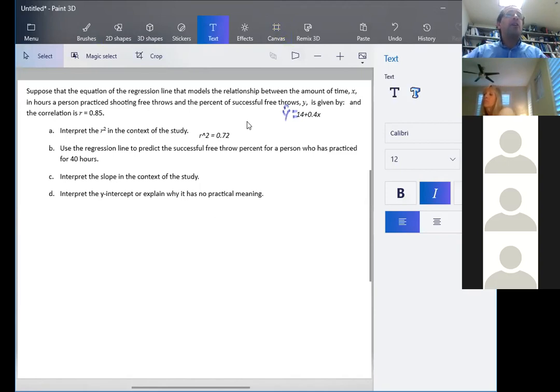So our r squared is 0.72, or about 72%. What we can say is there is a reduction in the variation in the free throw percent if you only focus on those who have a specific fixed number of practice hours. That reduction in variation is 72% on average. Any questions on that? I'll write it out in a minute as soon as I get my water.